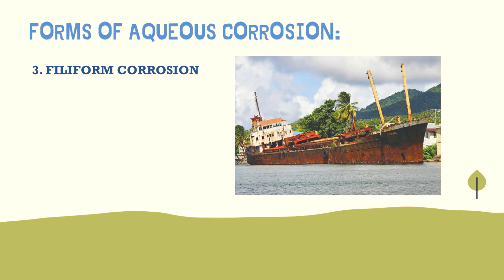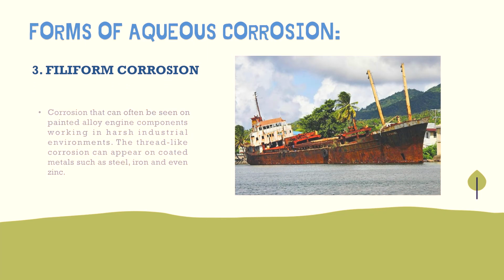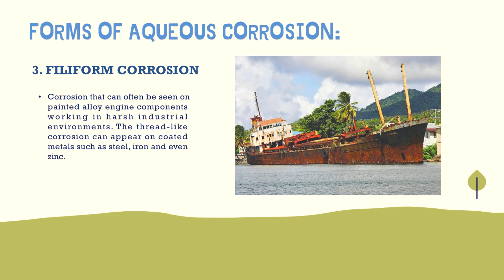Another form of aqueous corrosion is filiform corrosion. This form of corrosion can often be seen on painted alloy engine components working in harsh industrial environments. The thread-like corrosion can appear on coated metals, such as steel, iron and even zinc. The damage to the paint on the material happens due to the presence of air, water, and other factors which are considered harsh in the environment.